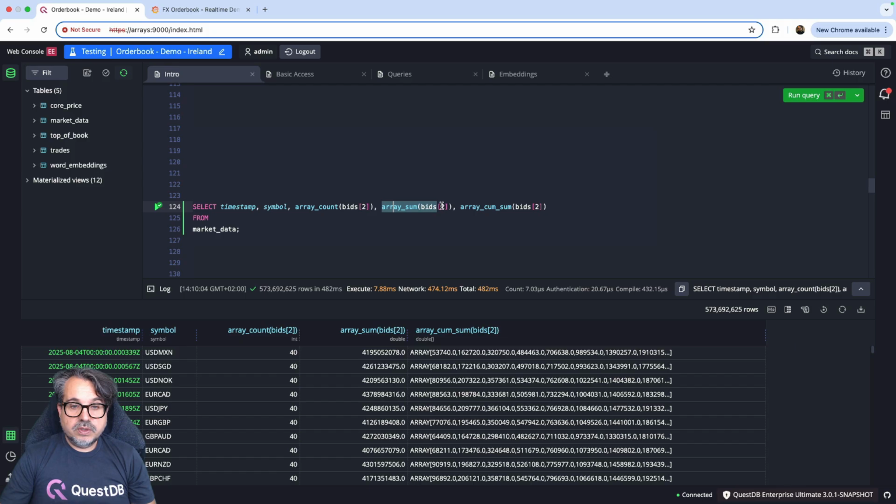I can also do the sum of all the volumes. So this will be how much liquidity I have available for the bids, for example. But I can also do things like the cumulative sum. So here, for each position, I'm getting the cumulative sum.